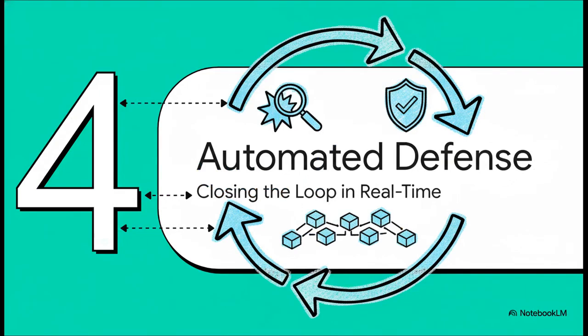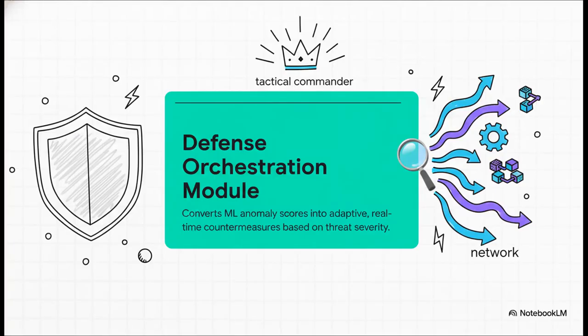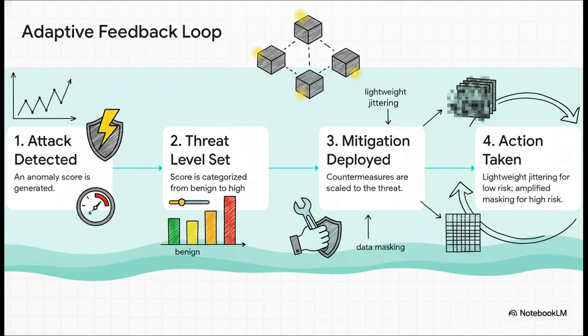But look, spotting a threat is one thing. Actually stopping it in its tracks, that's the other half of the battle. So let's see how this system closes the loop, going from detection to automated mitigation, all in real time. This is all handled by something called the Defense Orchestration Module, or DOM. Now, think of the DOM as the system's tactical commander. It takes the intelligence from the ML model, that anomaly score, and it immediately translates it into concrete defensive actions on your network.